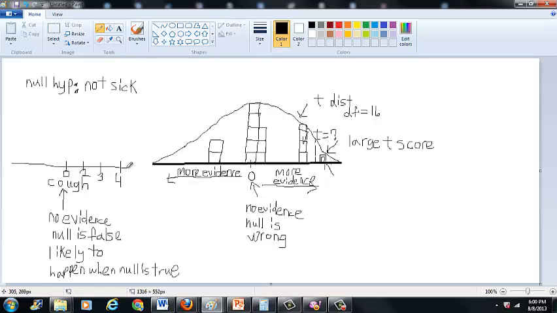Once you get further from 0, you're getting more evidence that the null is wrong or false, because the more times you cough in the same day, the more evidence you have that this statement of you not being sick is actually false. So you're getting more evidence that the null is false as you move to these higher numbers.